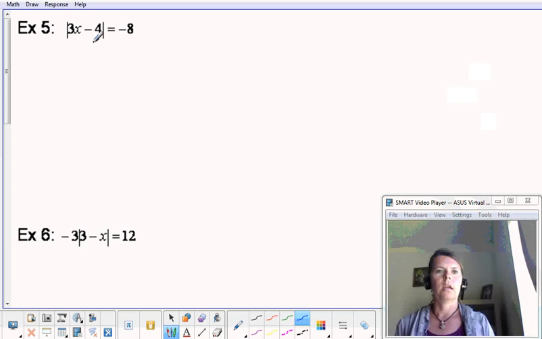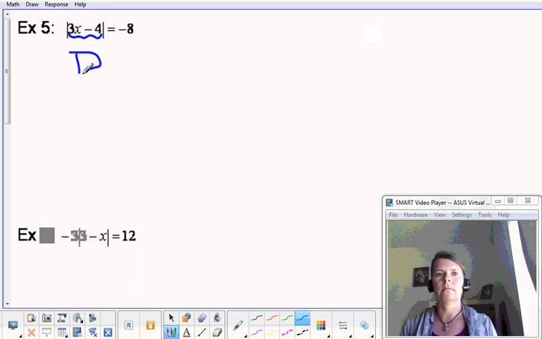Okay, example 5. Now if you look at this, you say to yourself, okay, what could we put right here to equal negative 8? Well, remember absolute value means distance from 0. Can distance ever be negative? No. Distance cannot be negative.